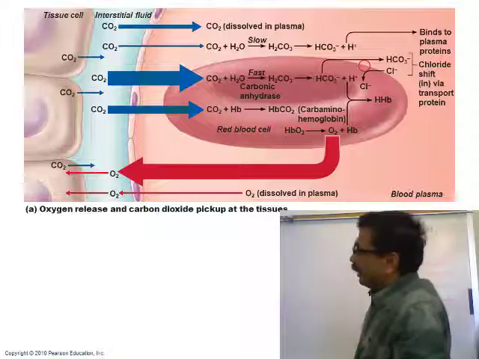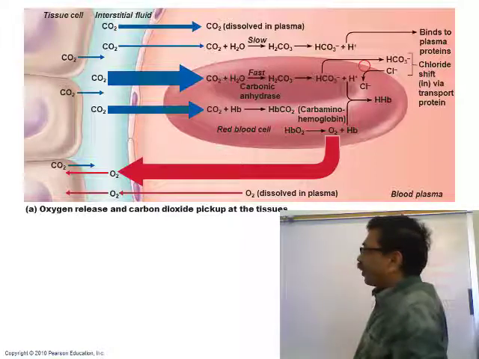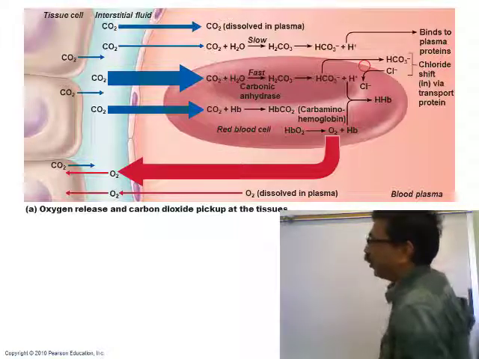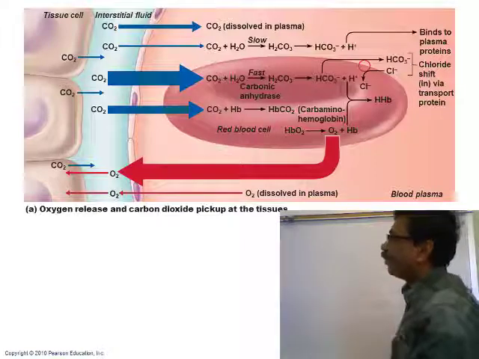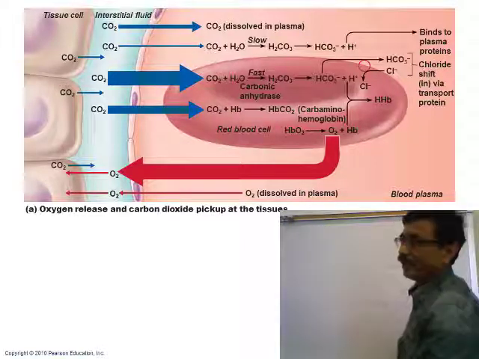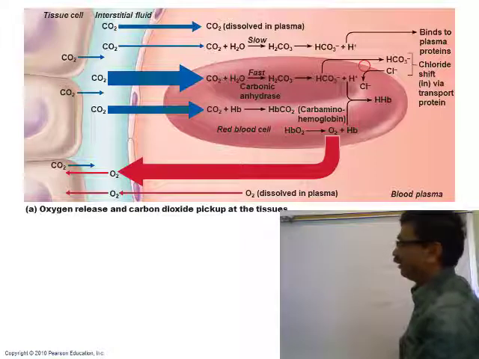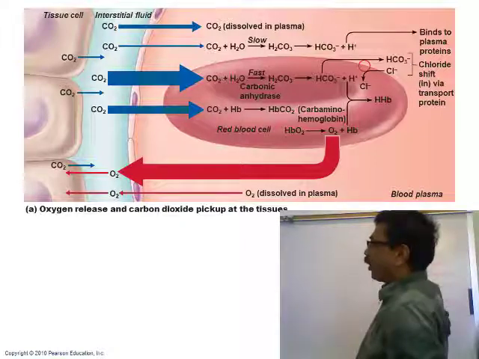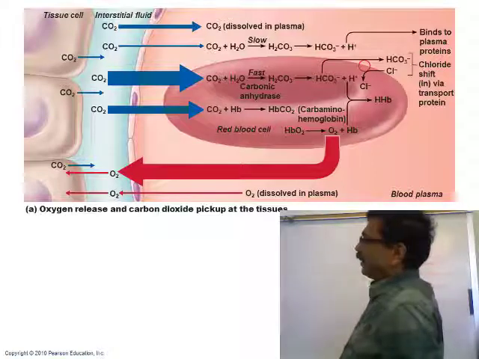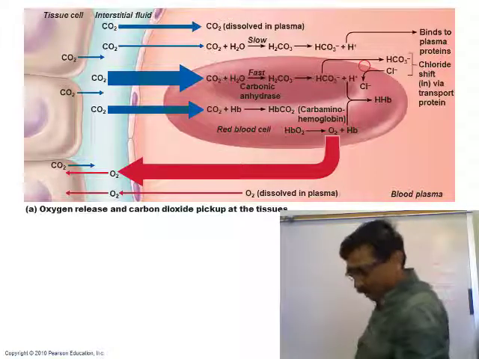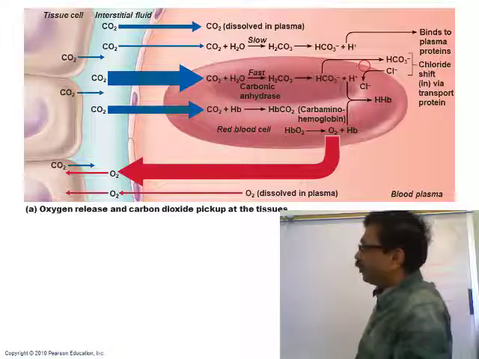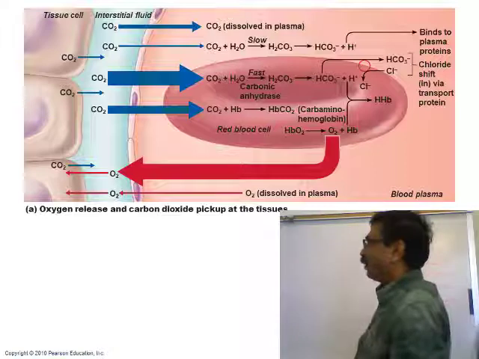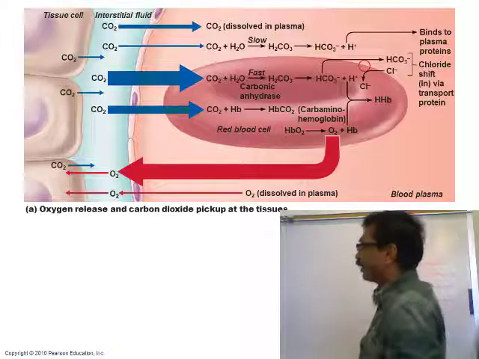And you see 20% carbon dioxide binds with hemoglobin and forms carbaminohemoglobin. Inside the red blood cell you have the hemoglobin. And a small amount, 7 to 10%, is directly transported by the plasma. You see the top one, carbon dioxide dissolved in plasma, 7 to 10%. So that's how the carbon dioxide is transported.